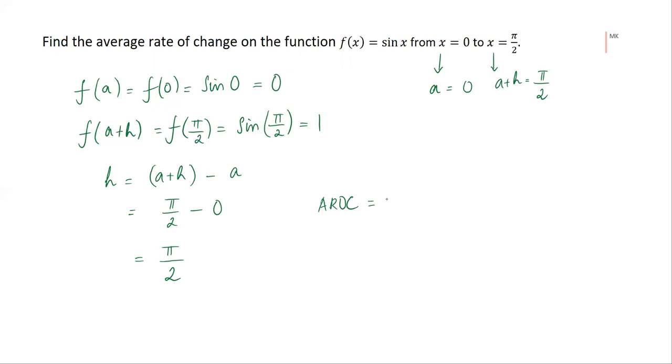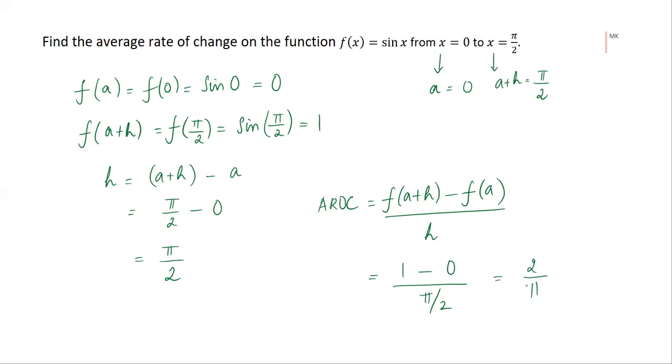Now I can use the formula for average rate of change, which is basically the slope of the secant line. f of a plus h minus f of a over h, which is 1 minus 0 over pi over 2. Clean this up and you get 2 over pi. And this is your average rate of change.